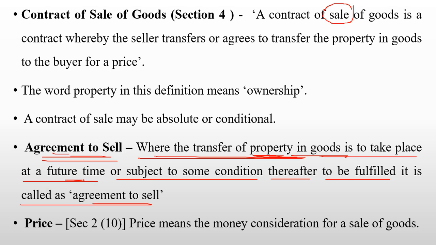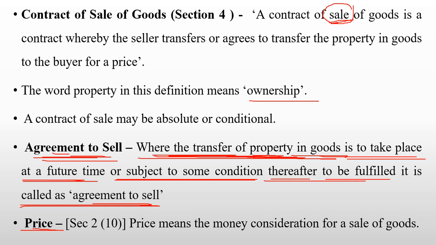If at present the farmer sells the goods to the buyer, then it is called as sale of goods. The ownership is transferred immediately. But if after 3 months the farmer is going to give to the buyer, then it is agreement to sell. He is agreeing to give the onions to the buyer. So where the transfer of ownership in goods is to take place at a future time or subject to some condition thereafter to be fulfilled, it is called as agreement to sell.